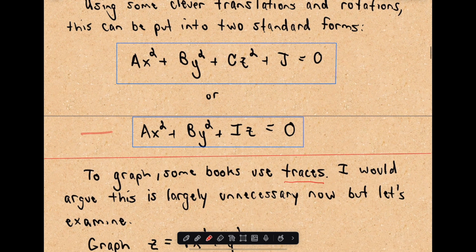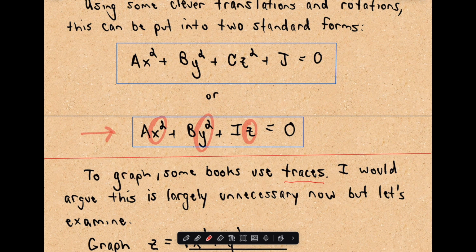And notice in our second one, we have our x and our y being squared and our z only being raised to the first power. Now, one little remark with this last form: it doesn't have to be that z is the only variable being raised to the first power. What we want is two of our variables being raised to the second power and one of our variables being raised to the first power.